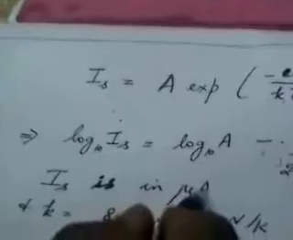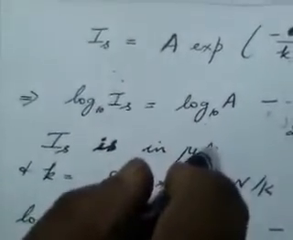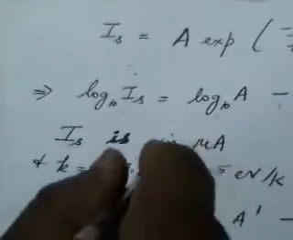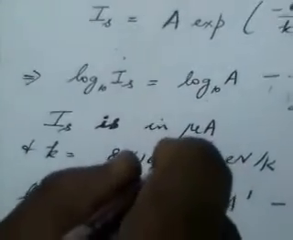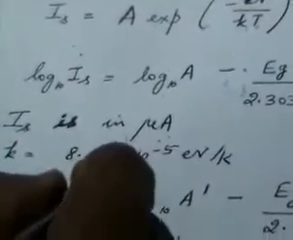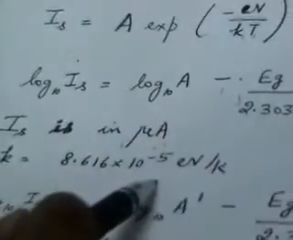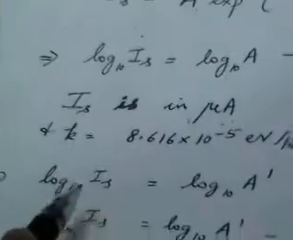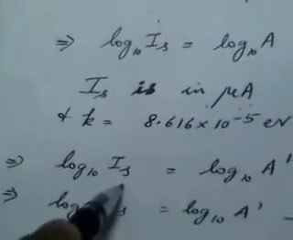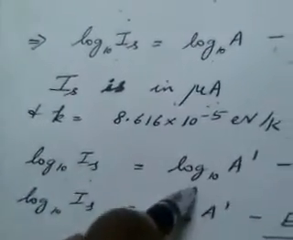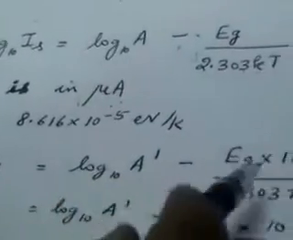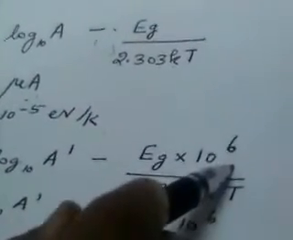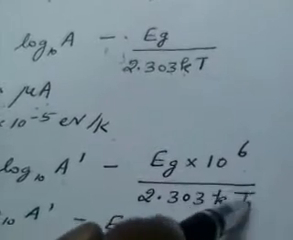Is here is in microamps, obviously because the diode is in reverse bias condition. The saturation current will be only in microamps. It will be a very small current. k is the Boltzmann's constant and its value is 8.616 into 10 power minus 5 electron volt per Kelvin. This implies that log Is to the base 10 is log A prime to the base 10 minus Eg into 10 power 6 by 2.303 k into T.